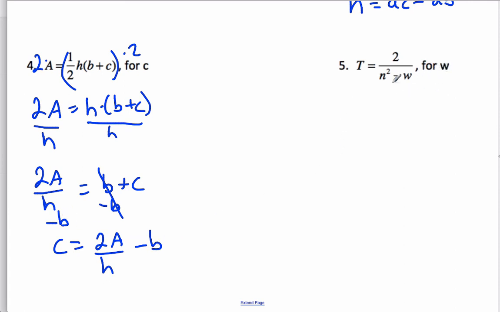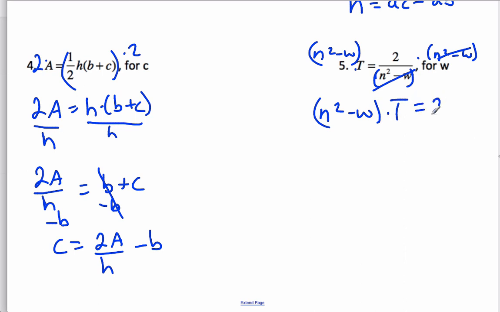Lastly, we're going to solve this one for w. So what we have in the fraction is n squared minus w. So we need to multiply by n squared minus w to cancel it out. This is 2 divided by n squared minus w. So we need to multiply by n squared minus w to cancel the divide by n squared minus w. Okay, so we have to multiply both sides of the equation by that. So I'm going to have n squared minus w times t equals 2.